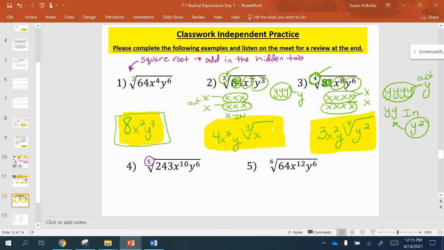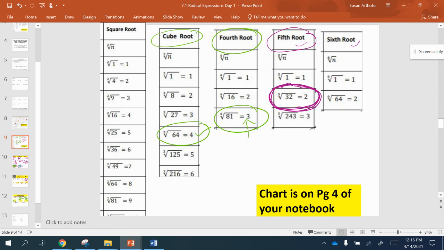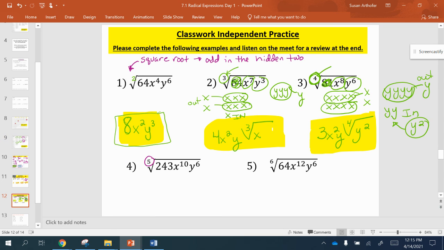Okay, 5th root of 243. 5th root of 243 is right here. The answer is 3. So out is 3. I'm done with 243. X to the 10th. I have to write them in sets of 5. So there's 2 sets of 5. So x squared is out. x and x get out. When we have 2 of them, we just write x squared.